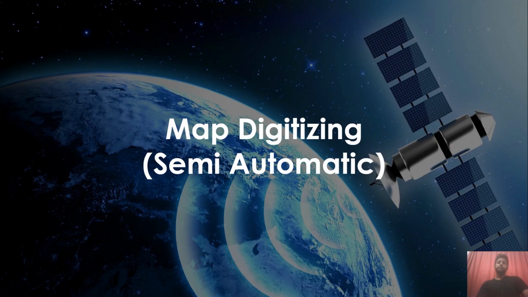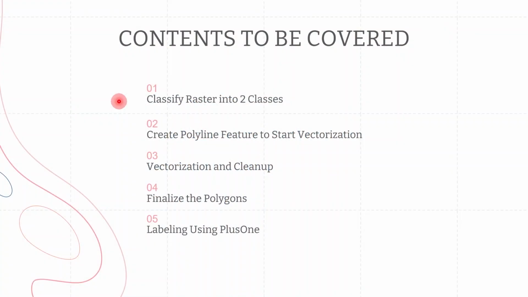Today, we will learn map digitizing in the semi-automatic method. So today, we will be covering: classify raster into two classes, create polyline feature to start vectorization and cleanup, finalize the polygons, labeling using class 1.